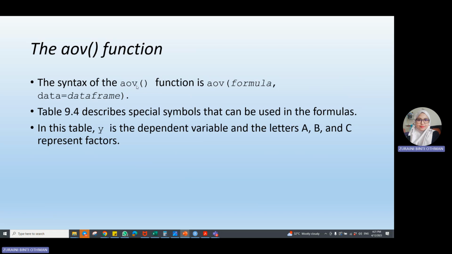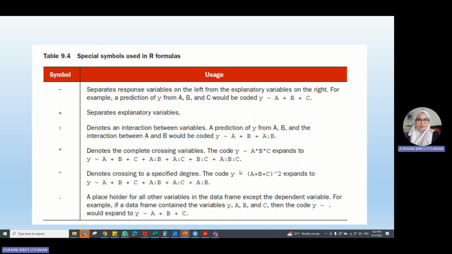Okay, the syntax of the aov function is aov, in brackets, formula and the data frame. Table 9.4 describes the special symbols that can be used in the formula. In this table, Y is the dependent variable and the letters A, B, C represent the factors. Just now, in the example of the treatment for anxiety, Y is the STAI, A is the therapy, B is the time, and C is the interaction between therapy and time.